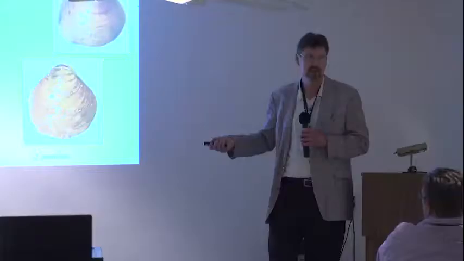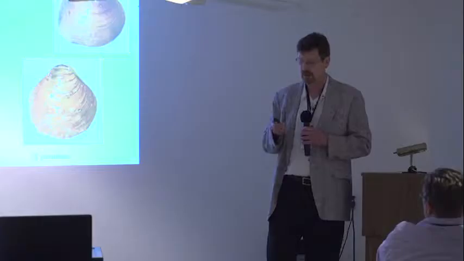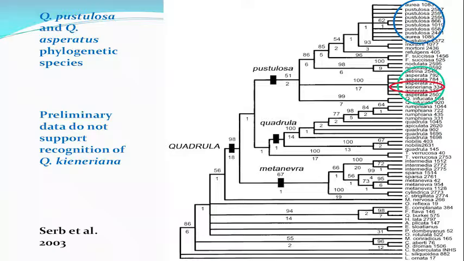Is it one species here? Are we looking at three species, two species, or what? So we collected a bunch of genetic data, in this case from a mitochondrial gene, and looked to see how things sorted out. What we found was pustulosa, let's see if I can go back, pustulosa was quite distinct from aspirata.